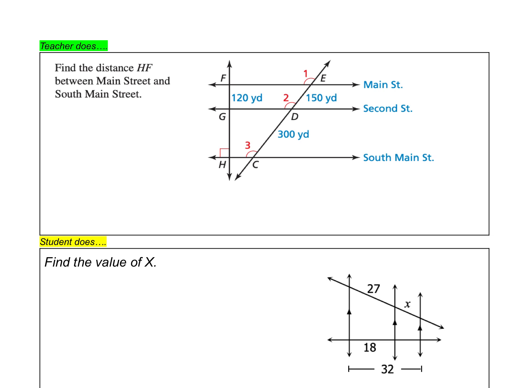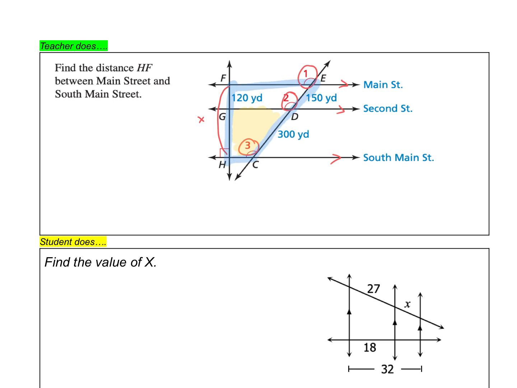Find the distance HF between Main Street and South Main Street. So find HF, this is what we're looking for. So we're going to call that X. Now, the reason we are told that these angles are congruent, they're corresponding angles, which makes these lines parallel. Okay, so again, we are comparing small, which in this case is this figure, to the whole thing, which is this figure.